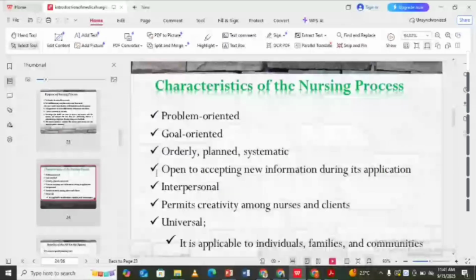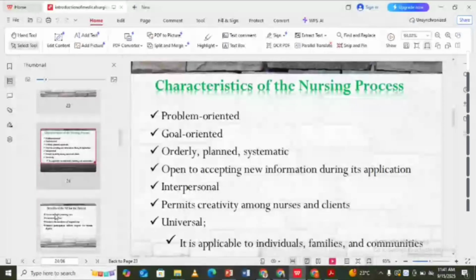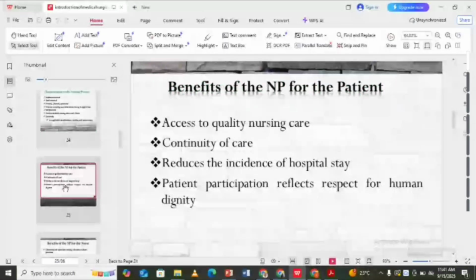Universal, it is applicable everywhere. Be it you are managing an individual, a family, or communities. If you are in Kenya or in the US or in the UK, in Malaysia or wherever, it is the same. Nursing process is the same. It never changes. Be it you are applying it using whichever language you want, it allows you to do that, and still it remains the nursing process.